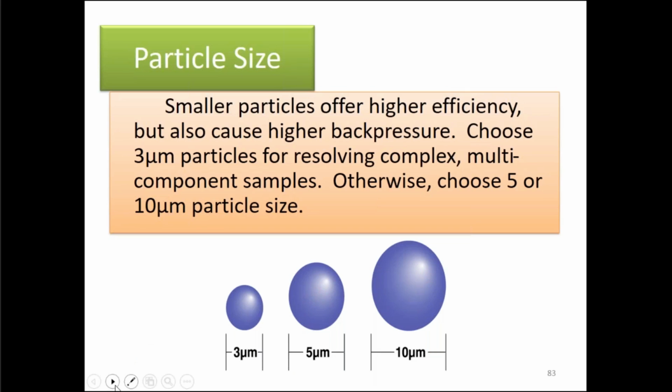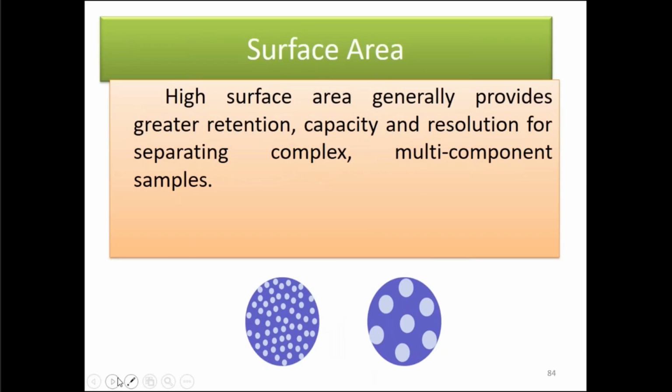So definitely that would be the preferred option. Next parameter which affects your choice is the surface area. High surface area generally provides greater retention, capacity and resolution for separating complex multi-component samples. This I just told you in the previous, because the more the surface area, the more components that can be absorbed within a given area. If the surface area for absorption is less because of larger particle size, then you will have fewer components which can be absorbed on the surface.